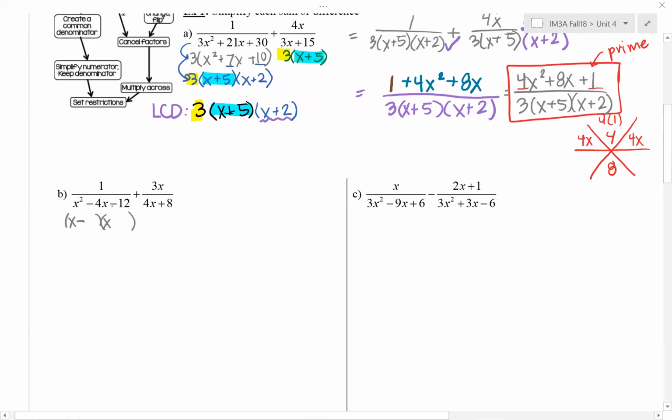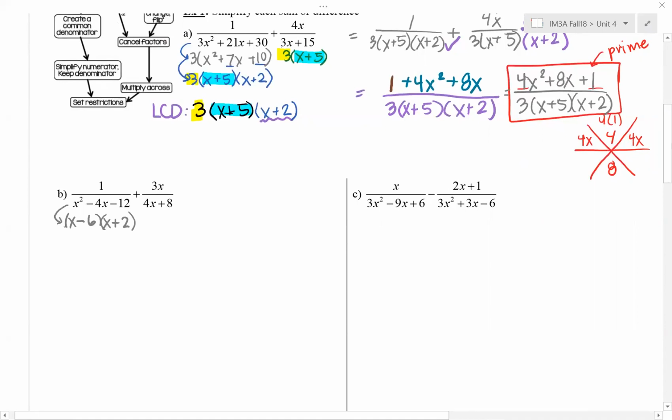So since it's multiply to a negative, I know one's negative and one's positive based on patterns of multiplying. And so my two numbers have to be -6 and +2. So -6 times +2 makes -12. -6 plus 2 makes -4. So that's going to be this factor.